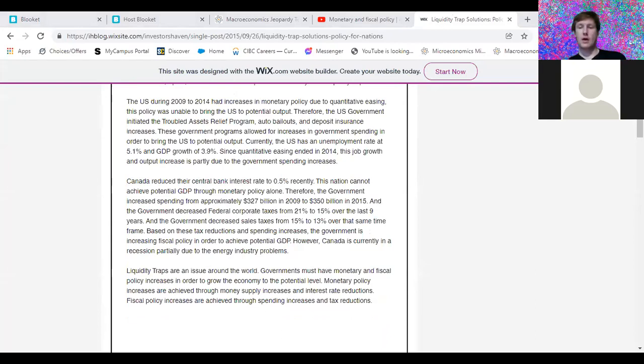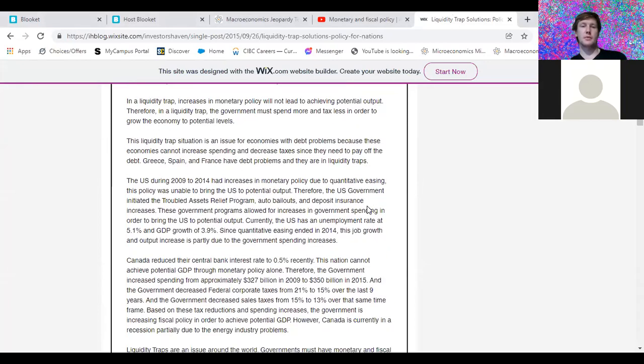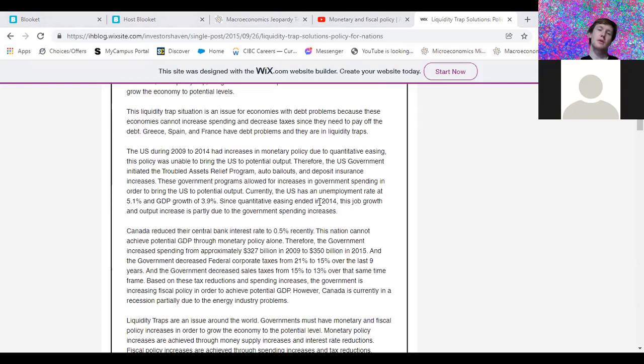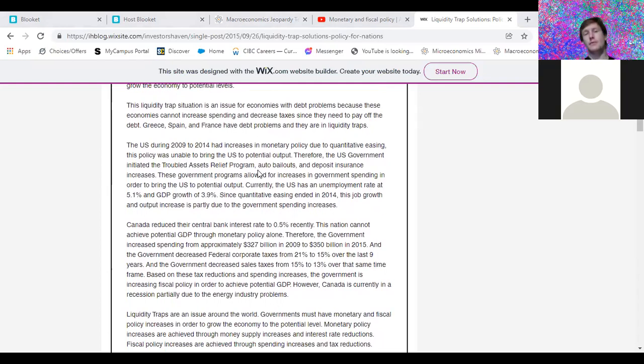So what I'll do now is go through this example. There's this thing called a liquidity trap, where monetary policy, the interest rate, won't work. So reducing the interest rate will not grow the economy. So the government has to spend more and tax less in order to grow the economy. So this is an issue for economies that have debt problems because they cannot increase spending or decrease taxes because they need to pay off the debt.